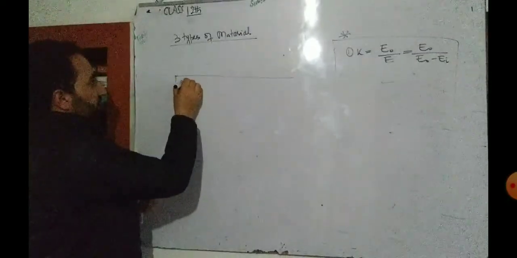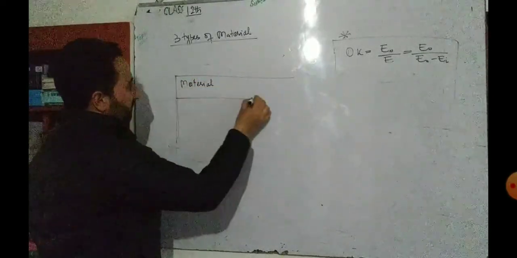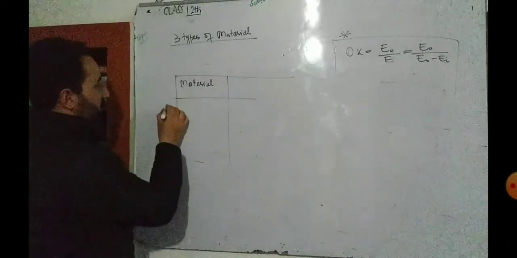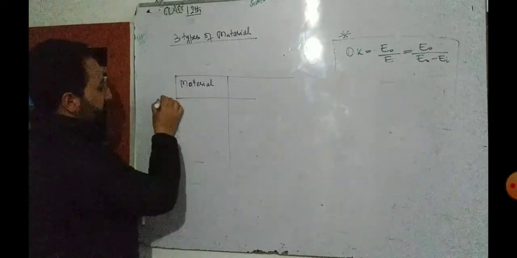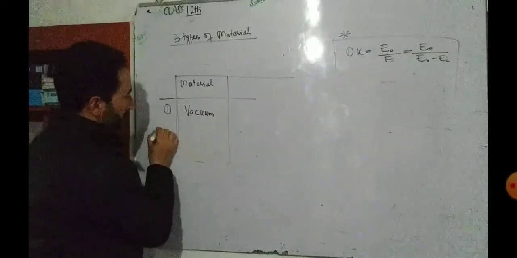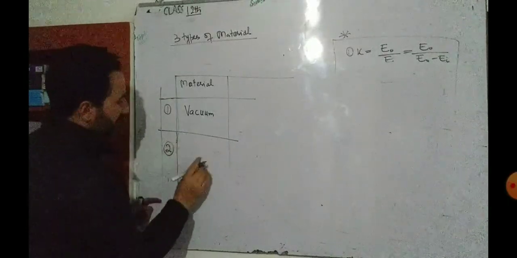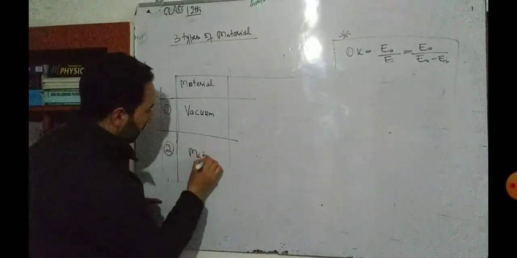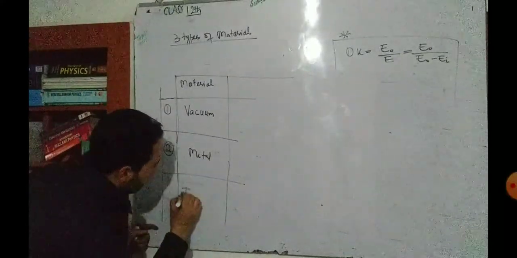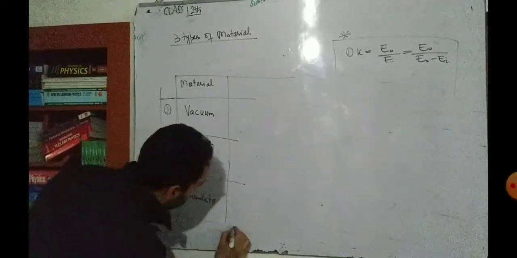So first of all, in the first column, I will write down material. How many types of materials are there? Obviously 3 different types of materials. Material number 1 is vacuum. Material number 2 is metal. And material number 3 is insulator. Third is insulator. ठीक है ना बेटा?